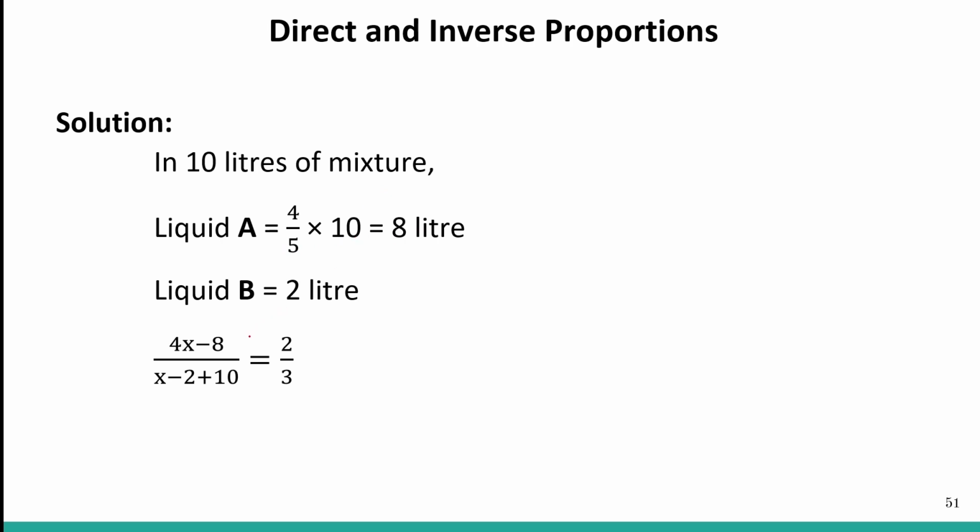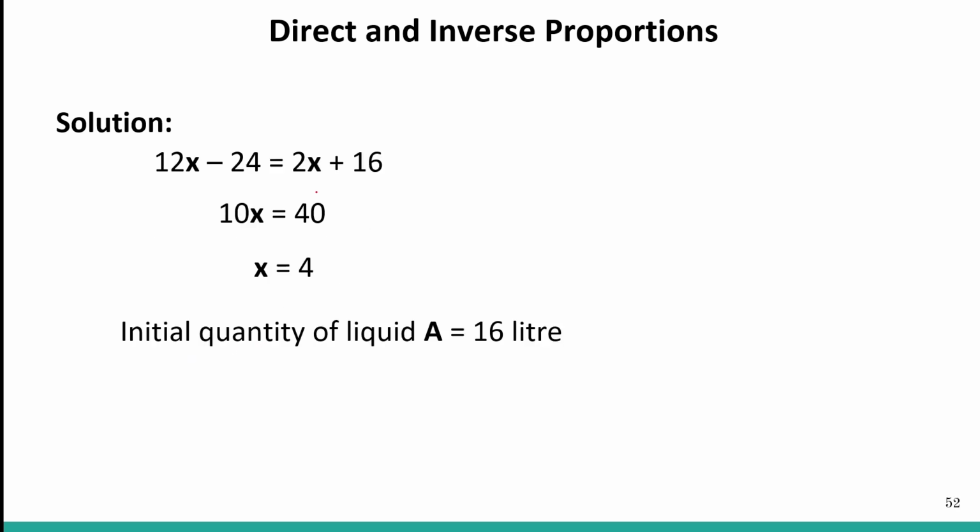So 4x minus 8 whole by x minus 2 plus 10 is equal to 2/3, right? So 2x minus 24 is equal to 2x plus 16. So x is equal to what? 4. So x is equal to 4. So initial quantity of the liquid A is 4x, that is equal to 16 liter.